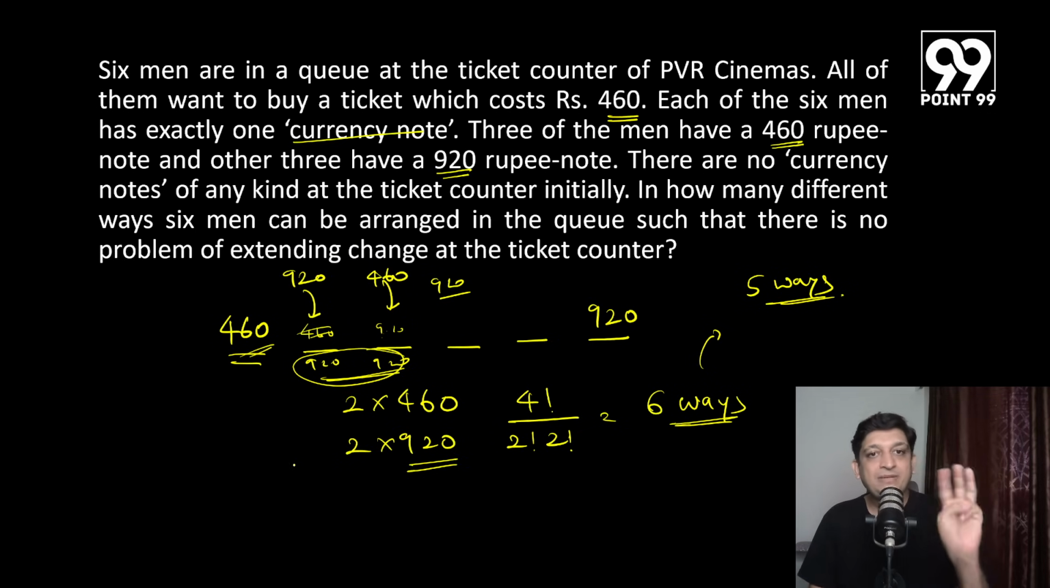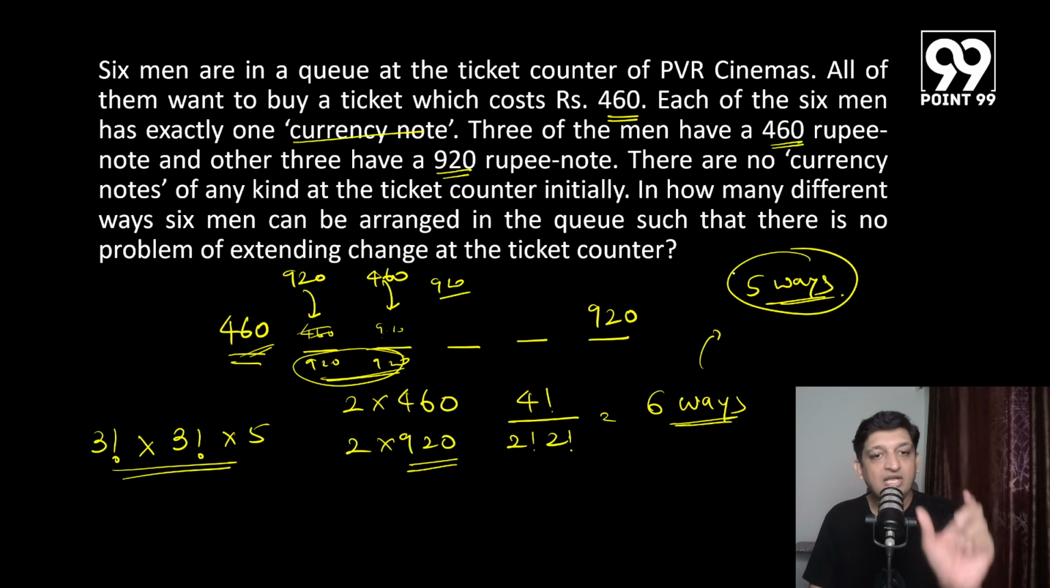But I have 3 people with 460. I don't know who is the first. I don't know who is the next. I don't know who is the last. So they can be arranged among themselves in 3 factorial ways. The people with 920 can be arranged among themselves in 3 factorial ways. And overall, of course, we had 5 ways that we had figured out that 460s and 920s will be arranged among themselves. So we are going to get 6 into 6, that is 36, into 5, that is 180 ways. So the correct answer to this question is going to be 180.